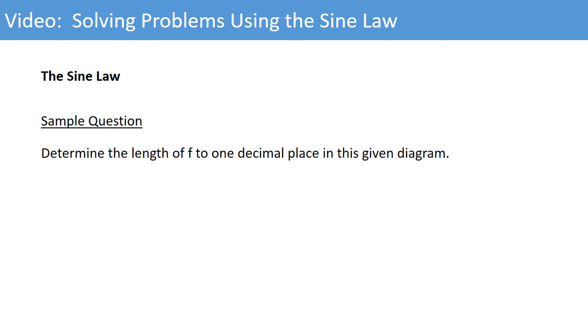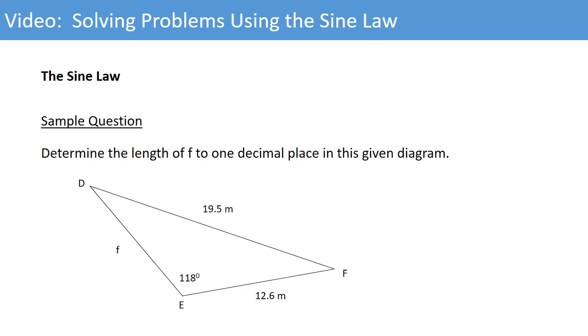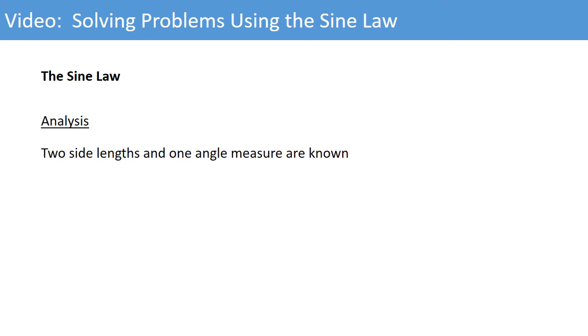Here is a sample question. Determine the length of f to one decimal place in this given diagram. What do we know? We have angle E, 118 degrees, side e, 19.5 meters, side d, 12.6 meters, and we're trying to find f. Now, two side lengths and one angle measure are known. Let's check for the ambiguous case.